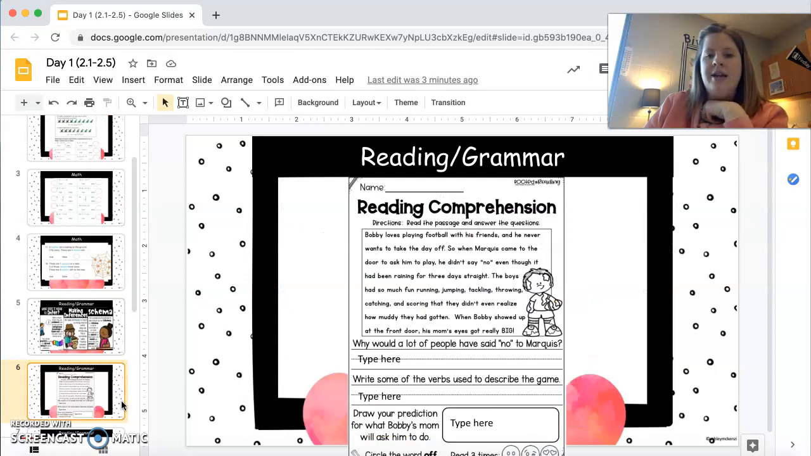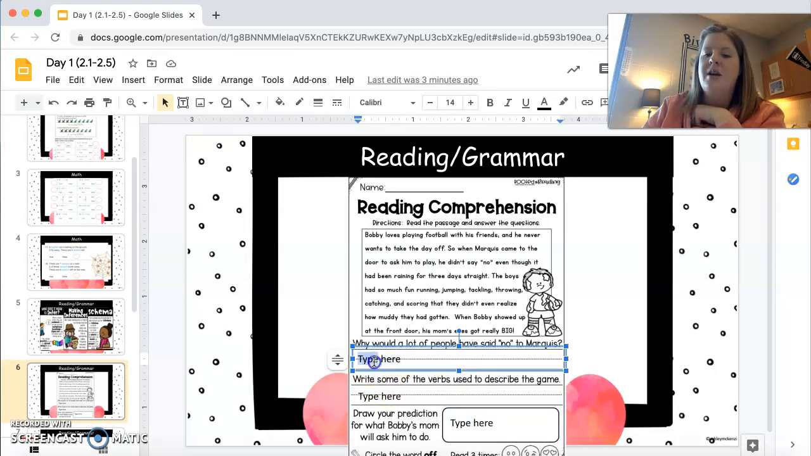On your next slide, you're going to read this story, and I will go ahead and read it for you. If I have some really brave readers, don't listen to me read and read it on your own, okay? And then you're going to answer the questions down here. And there are text boxes. You just have to click on them and they'll show up, okay? And it says type here. So easily you can double click right here, press delete, and then you can type your answer.